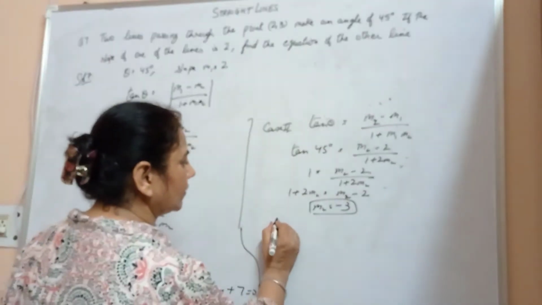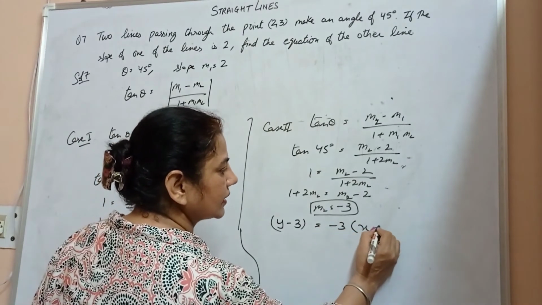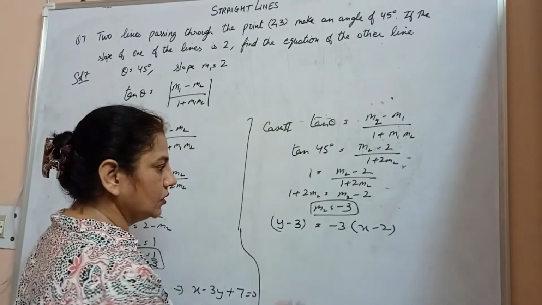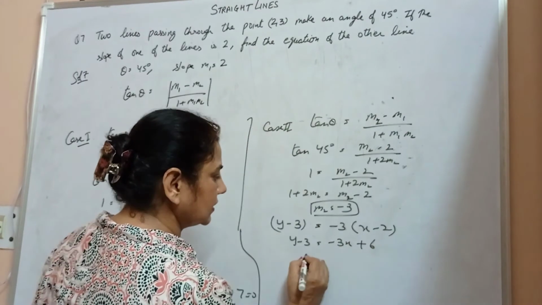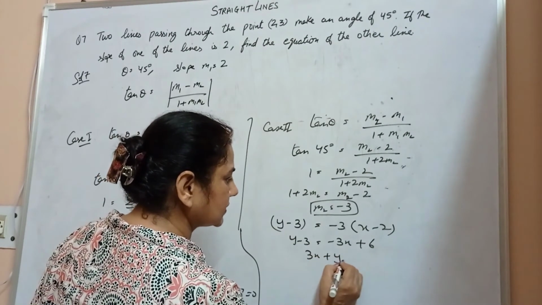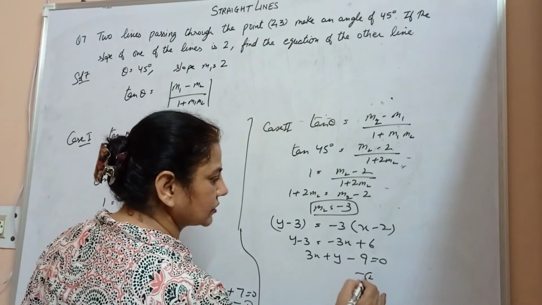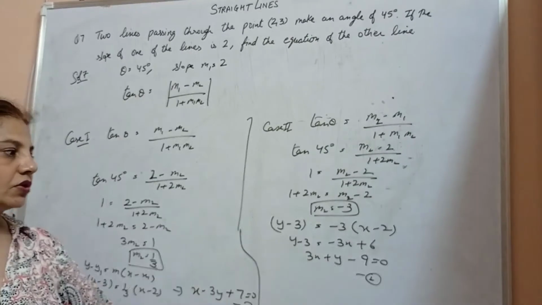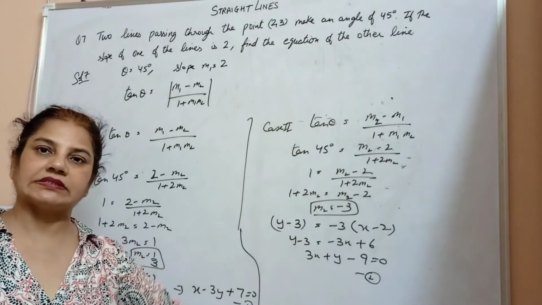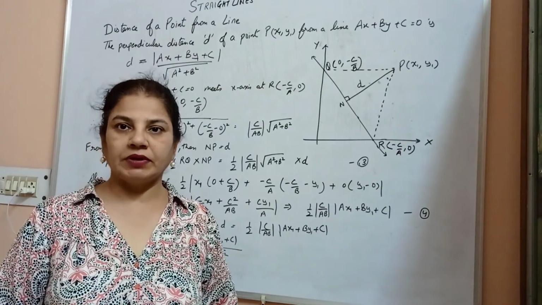Here again we have y minus y1 is equal to slope times x minus x1. So we get y minus 3 is equal to minus 3x plus 6. So 3x plus y minus 9 is equal to 0. So we have two equations of the line: x minus 3y plus 7 is equal to 0, or 3x plus y minus 9 is equal to 0. Distance of a point from a line.